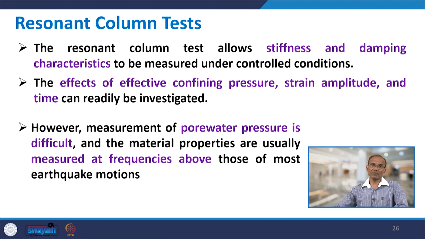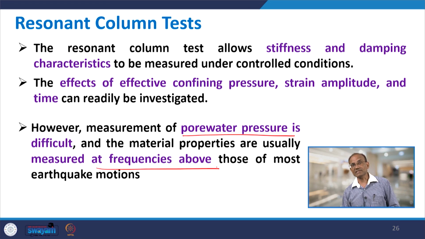However, measurement of pore water pressure is difficult, and the material properties are usually measured at resonance frequencies, which normally lie above those of most earthquake motions, that is, the frequency of interest. So, one limitation is that pore water pressure is difficult to consider. The second limitation is that we test the samples at a frequency which is higher than that of interest for earthquake loading, earthquake motions.